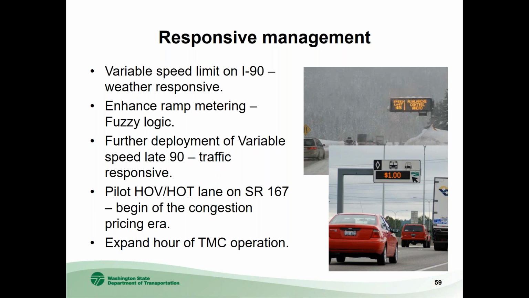And then in the early 2000s is when we ventured further into being responsive management. The first thing we started was the variable speed limit in the rural area, responding to weather, and it was on I-90. And then a few years after that, we had a VSL system, variable speed limit system, on US2 as well. And during those times, we also enhanced the ramp metering algorithm from the local bottleneck to fuzzy logic, where we actually look at multiple locations along the corridor to come up with the ramp metering rate for any particular ramp entrance.